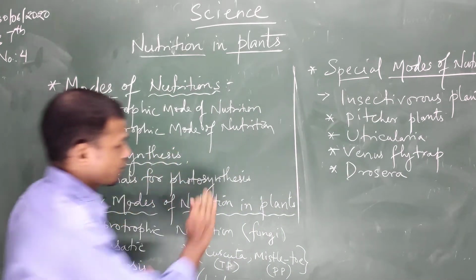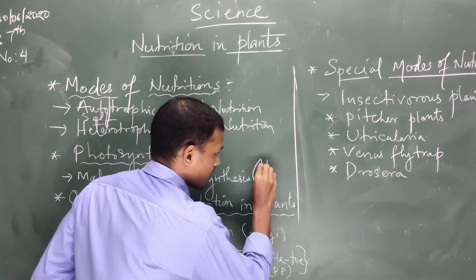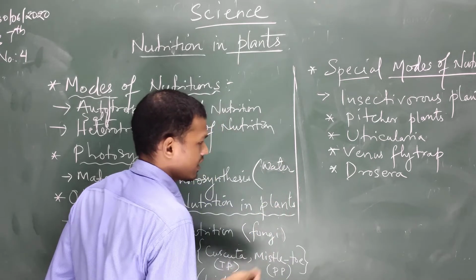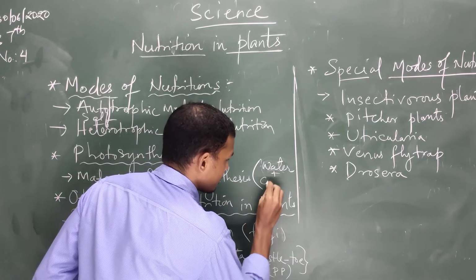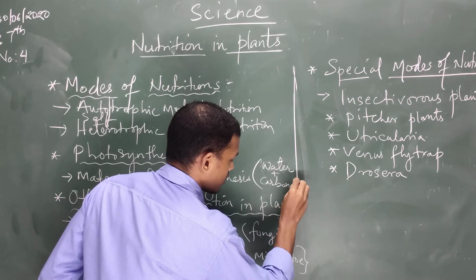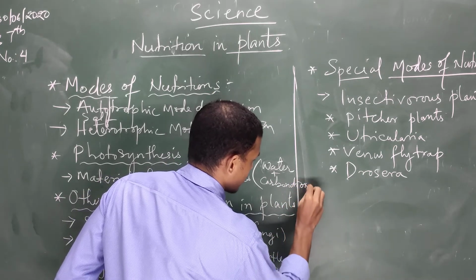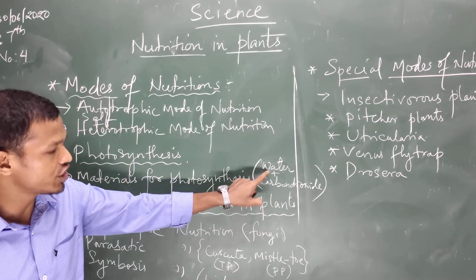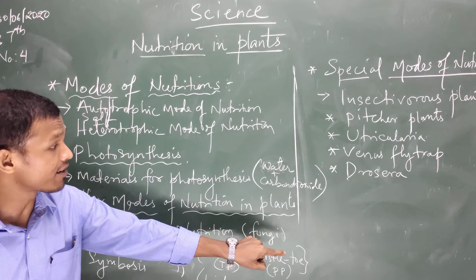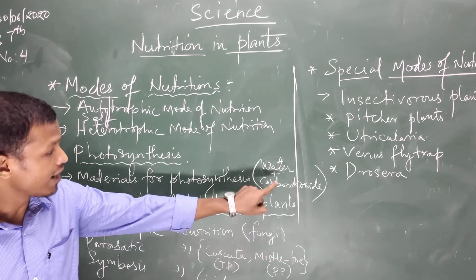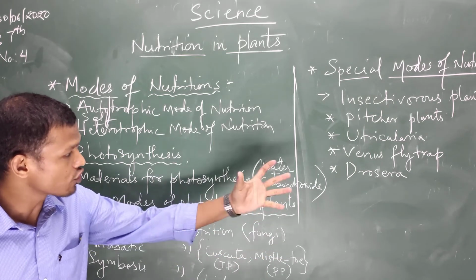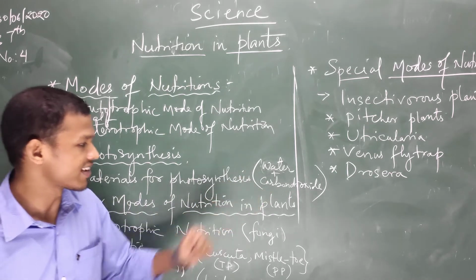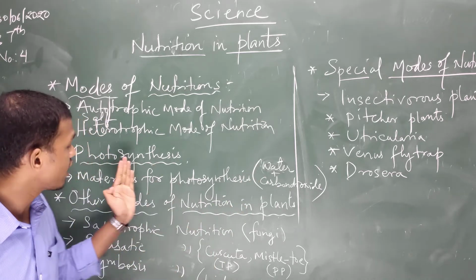So the materials for photosynthesis: water, I can write H2O, plus carbon dioxide. Water which is present in the soil is absorbed through certain tubes, xylem and phloem, and carbon dioxide is absorbed from the surrounding air, which contains gases. These two are essential to carry out this process.